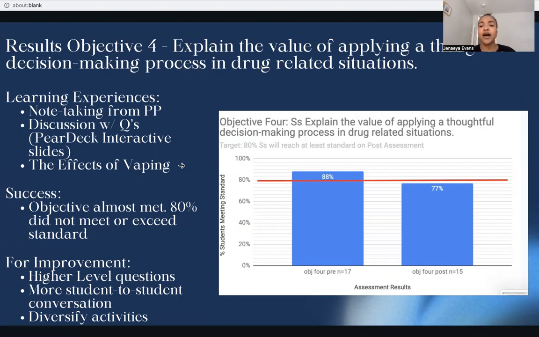So I think they overall met the objective. Again, fewer students were there for the post assessment, but they overall did well with the journal activity.